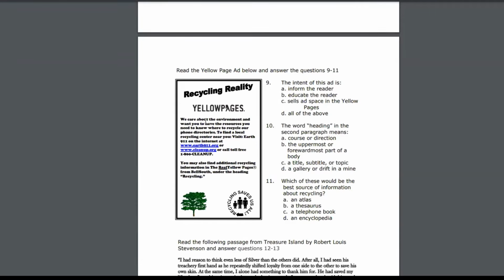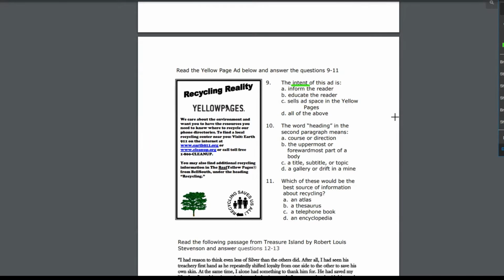Okay, so this one is an example of an advertisement. So make sure you understand what type of information they are presenting to you and, of course, how to best answer those questions. So number 9 says the intent of this ad. Intention means what's the purpose? Why did they create this? Who were they trying to capture? What message are they trying to get across? So it says A, to inform the reader, B, to educate the reader, C, sell ad space in the yellow pages, or D, all of the above.